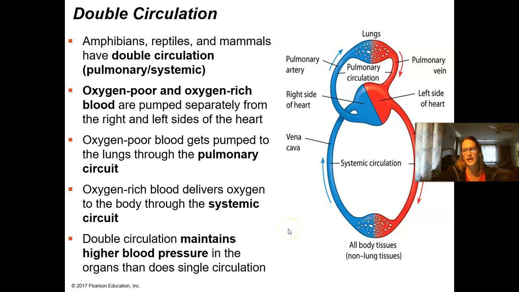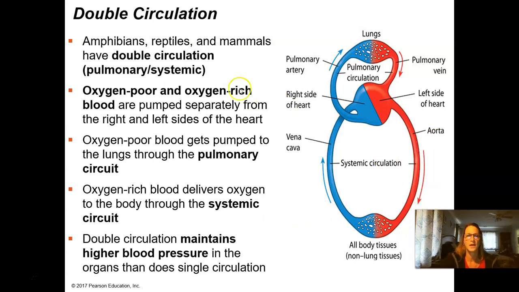Double circulation takes care of that problem because the blood only has to pass through one capillary bed before returning to the heart, no matter what's happening. So amphibians, reptiles, and mammals all have double circulation. The two different circuits are the pulmonary circuit, which goes to the lungs, and the systemic circuit, which goes to any part of the body that needs oxygenated blood, basically.